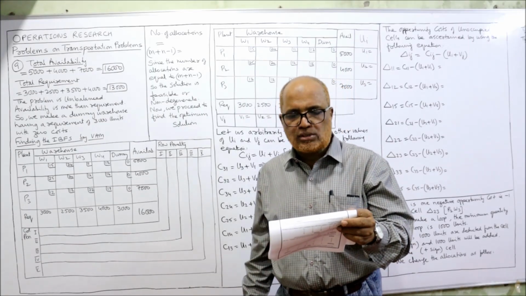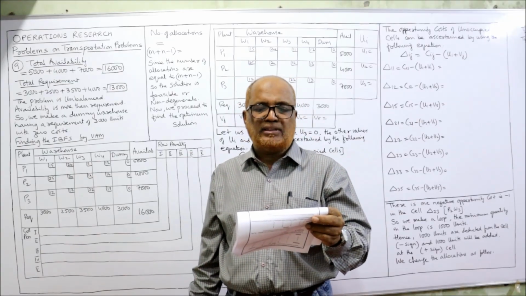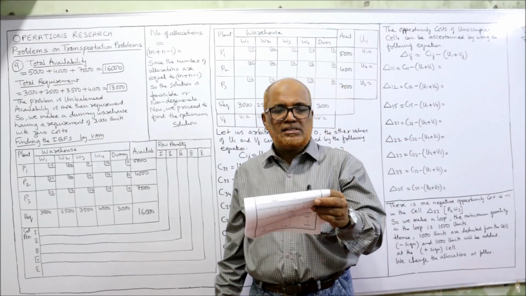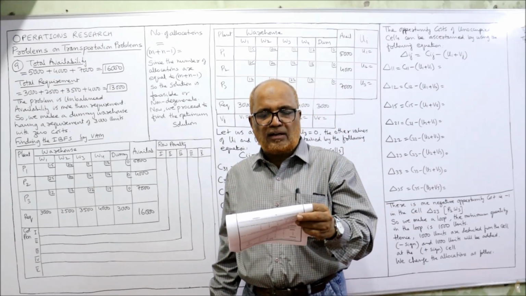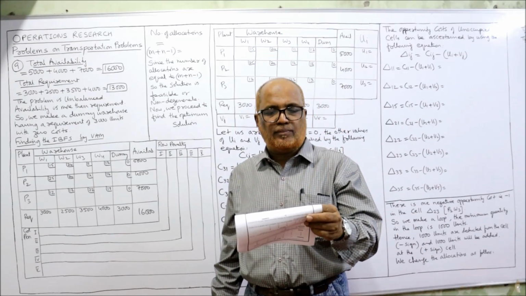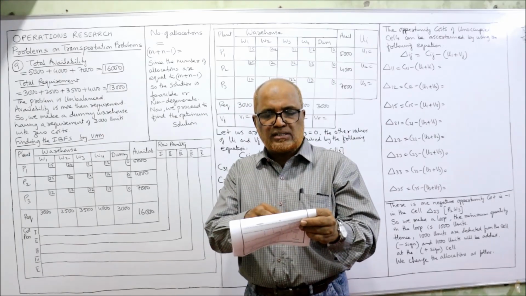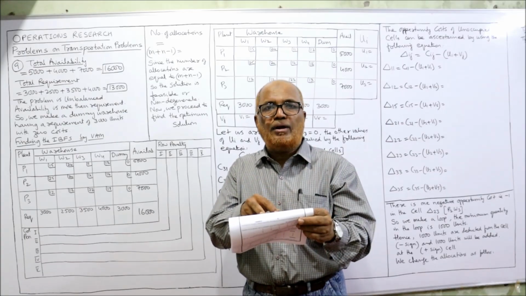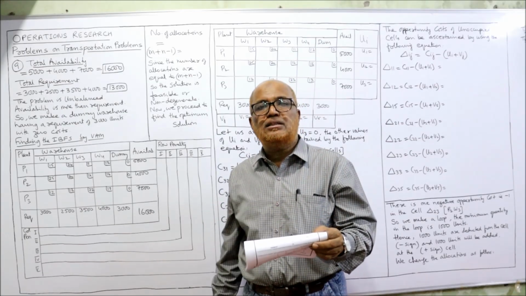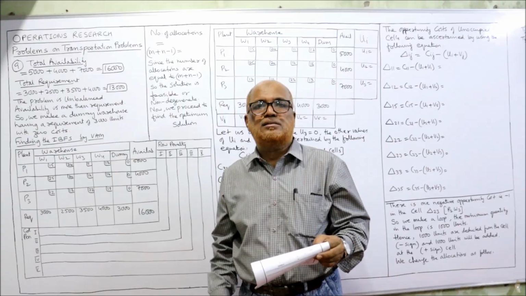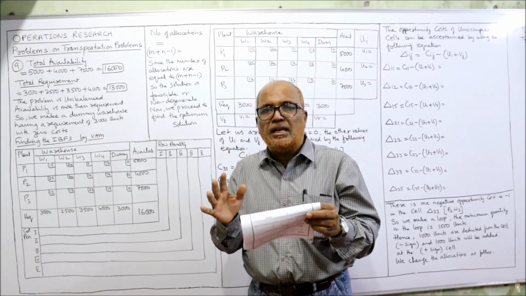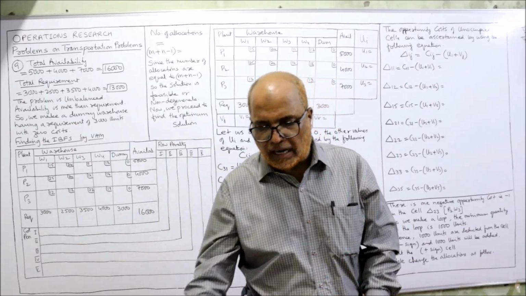Availability is 5,000 plus 4,000 plus 7,000, that is 16,000, whereas requirement is 3,000 plus 2,500 plus 3,500 plus 4,000. It comes to only 13,000 as the requirement, whereas supply is 16,000. It is unbalanced. This is the new point. So first of all we have to make it balanced and then we proceed to find out the IBFS.